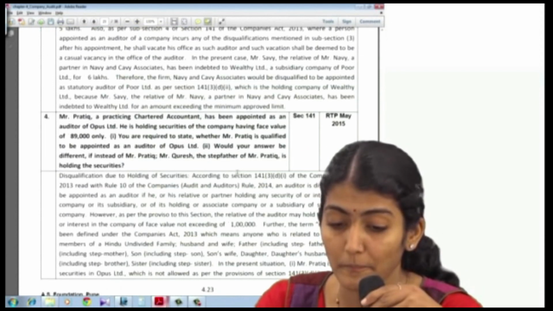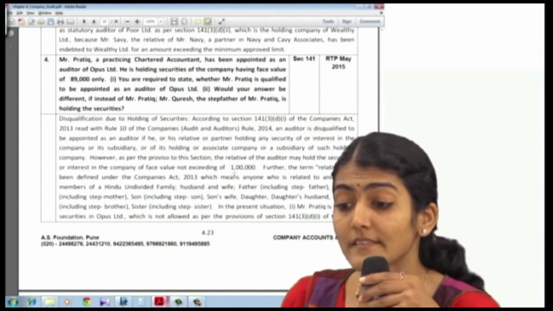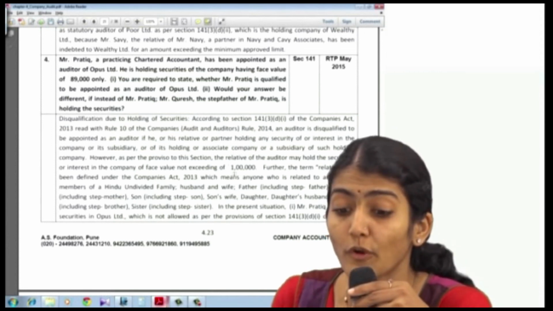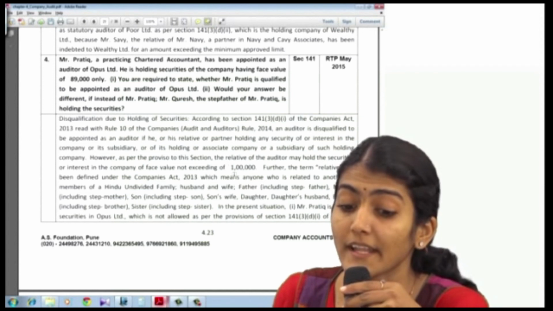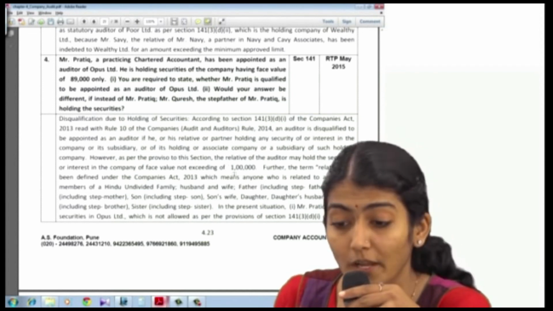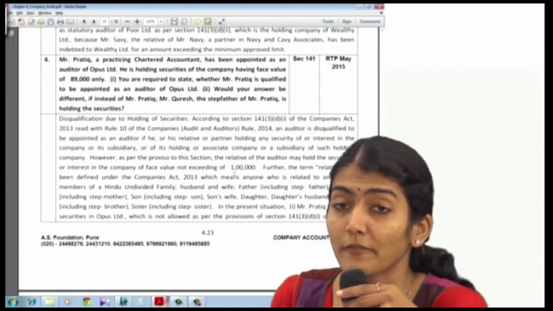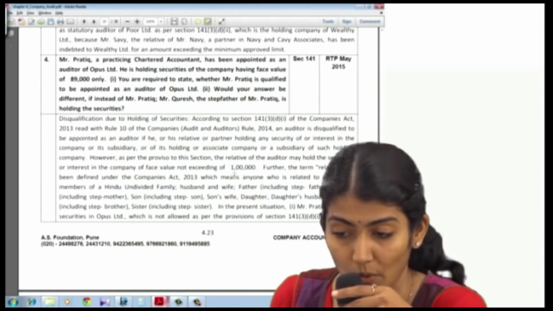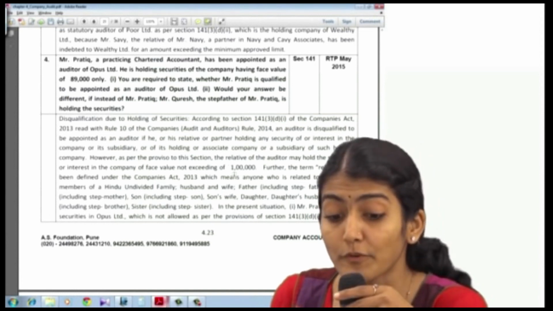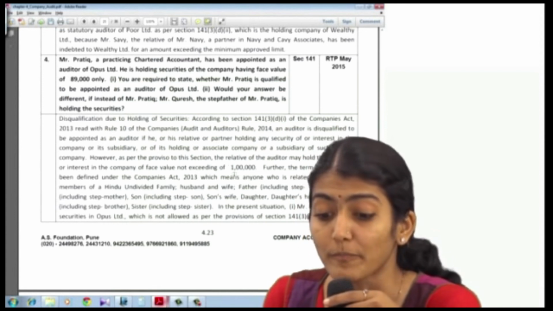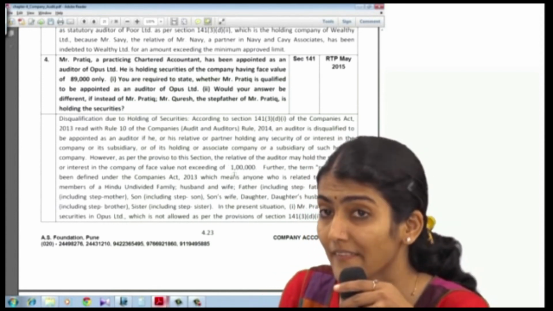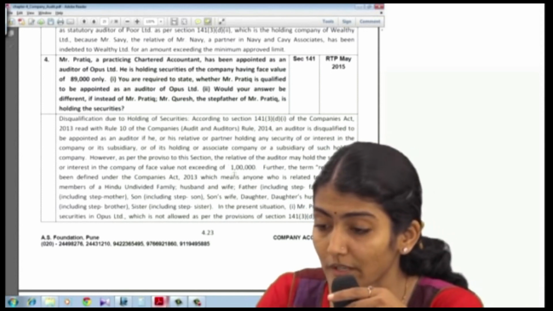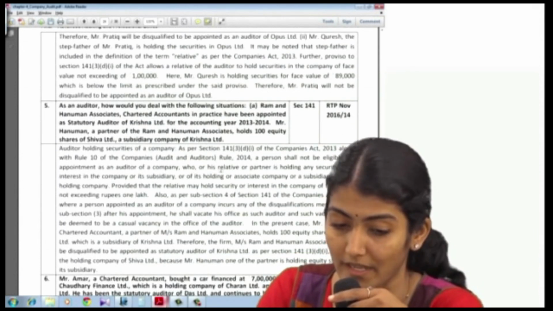Right. Next one, Pratik. A practicing CA has been appointed as an auditor of Opus. He is holding securities of the face value of 89,000. You are required to state whether Pratik is qualified to be appointed as an auditor. Yes, disqualified. And would your answer be different if instead of Pratik, Kuresh, the stepfather of Pratik, is holding the securities? Then qualified, because a relative can hold up to the face value of rupees 1 lakh.